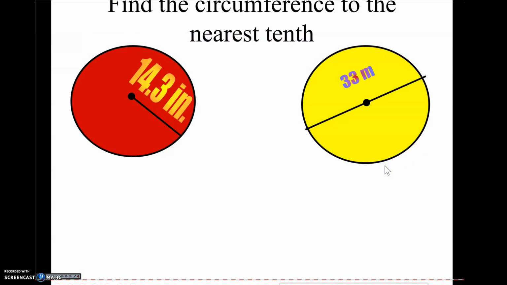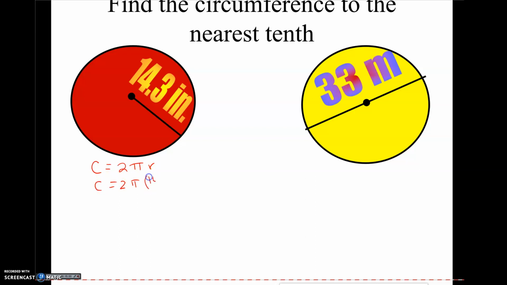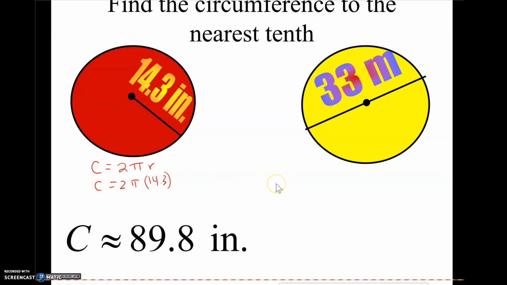All right, so let's start with an easy problem here. I want to find the circumference to the nearest tenth. For my first problem, they're giving me a radius, so I'm going to use the formula circumference equals 2 pi r. Circumference is equal to 2 pi times my radius, which is 14.3. Make sure you use the pi button in your calculator. Once you do that, you should get that the circumference is approximately 89.8.